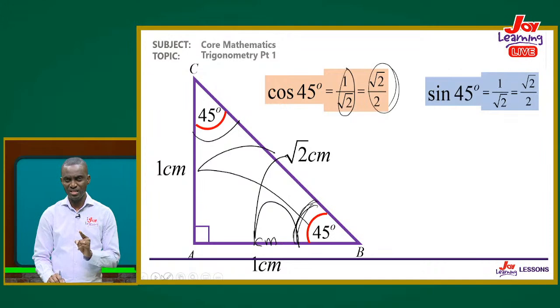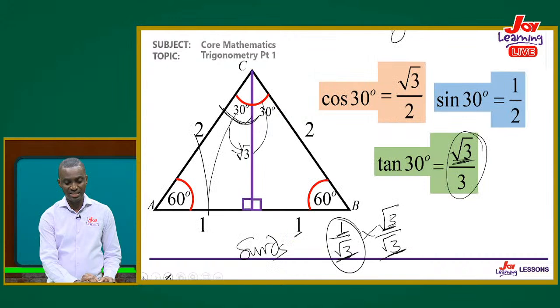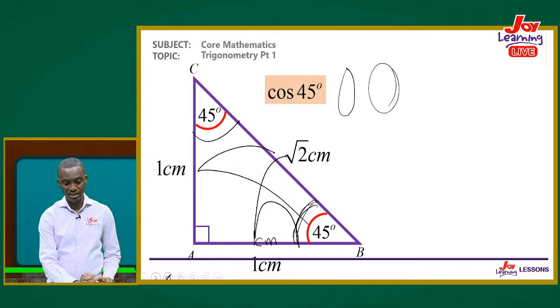Observe that when we're dealing with sine and cos for 30 and 60, cos 30 was the same as sine 60. Remember, we'll come back to that. And cos 60 is the same as sine 30. All right, so they are equal.